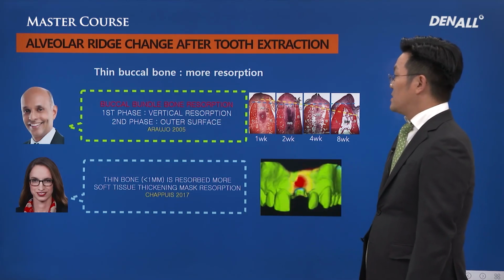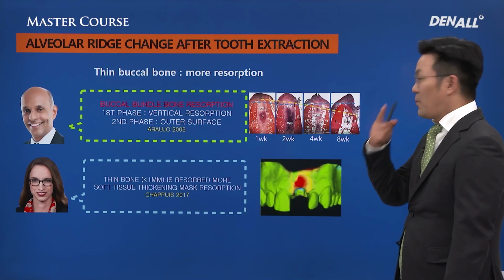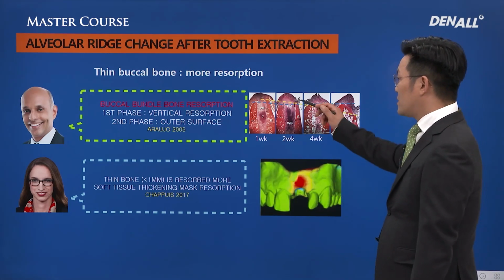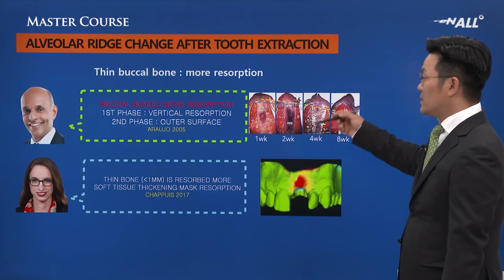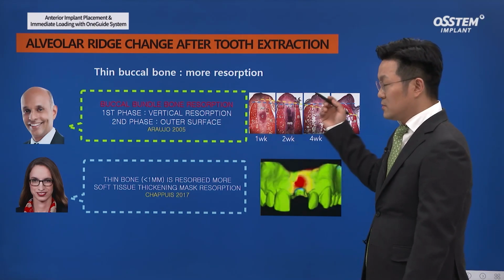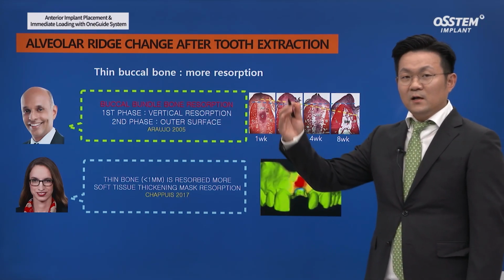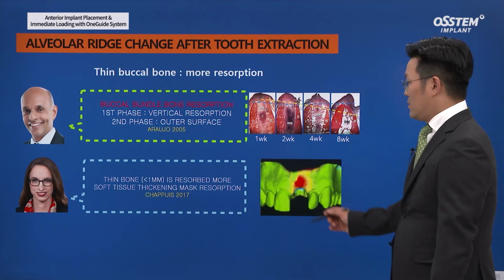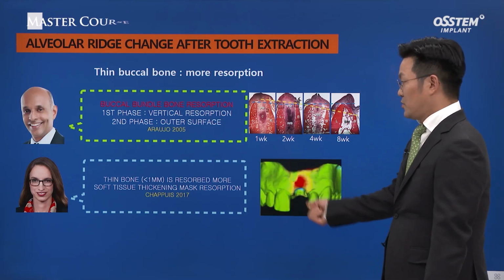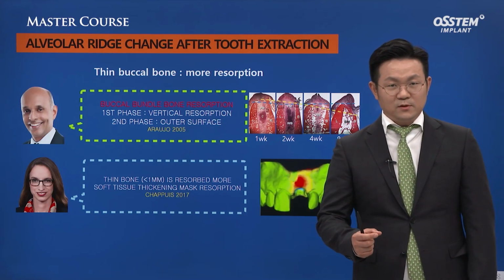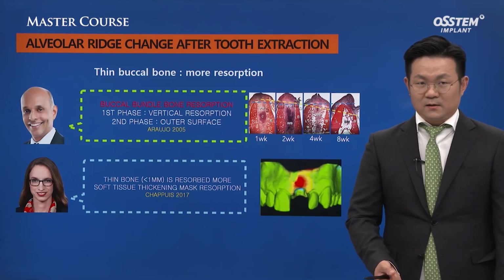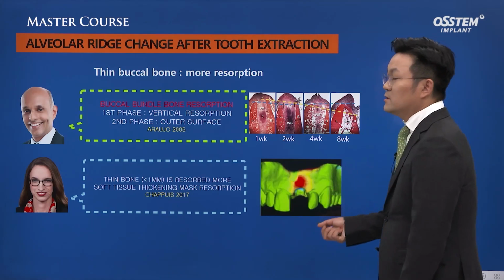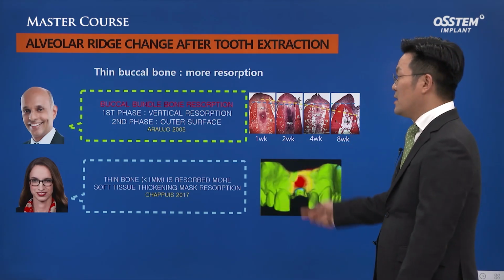So in this famous article, they talked about how the buccal bone is resorbed. First, we have the buccal bone resorption, and then on the vertical side, and then the outer surface side is the second phase, becoming shorter. And then a 2017 study says labial bone that is thin, less than 1 millimeter, has more resorption, but with the thicker soft tissue, we don't feel it, but once we place implant, that sort of disappears.